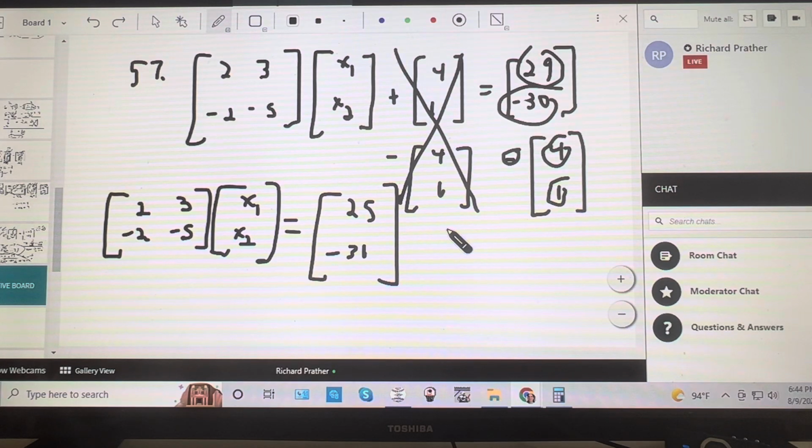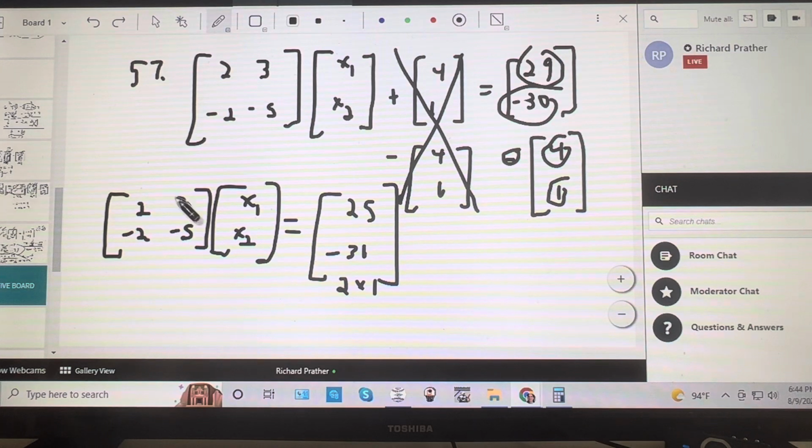Another thing you can do too is, this is a 2 by 1. I guess, no, you can't do that. I was thinking 2 by 1 times a 2 by 2. Well, what if we put it in front? Yeah, here's something you can do. This probably would take longer, but you can do this. This is a 2 by 1.